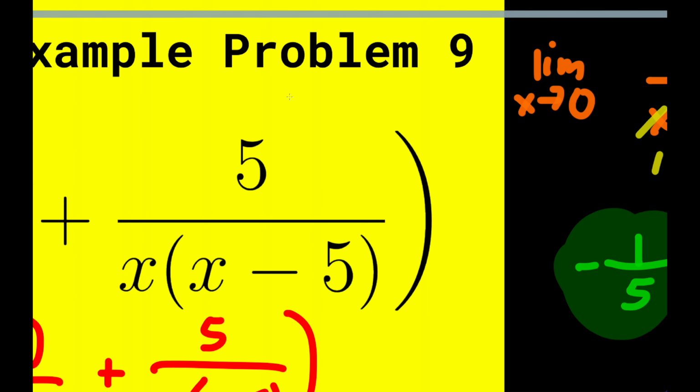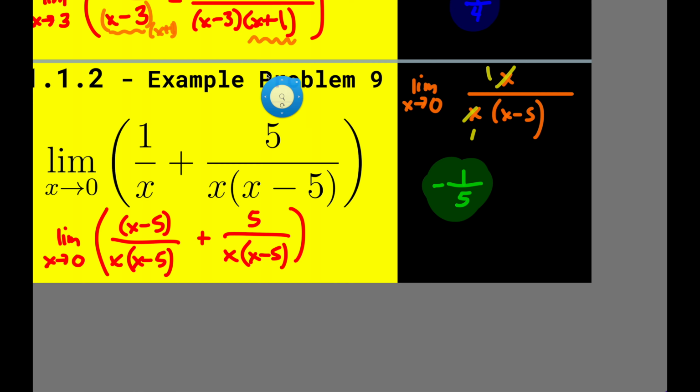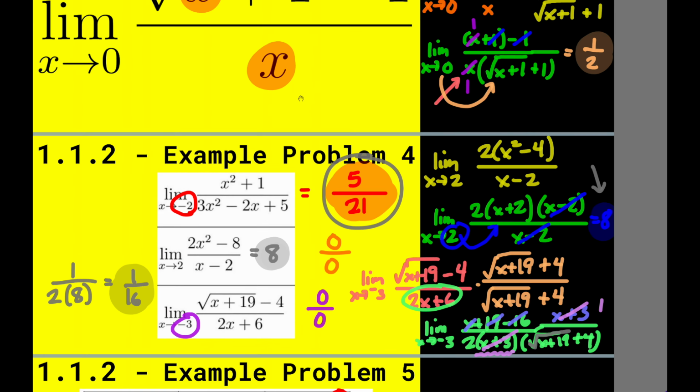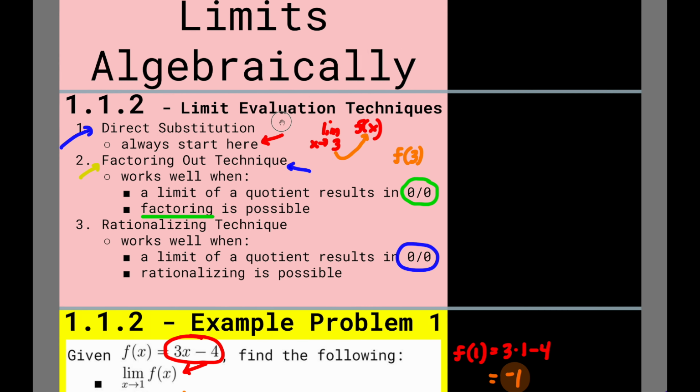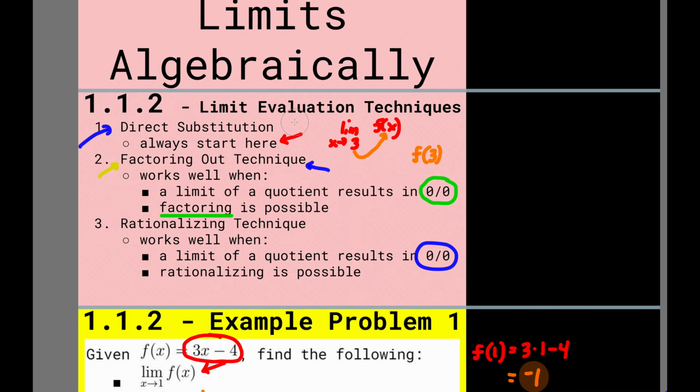So that's a bunch of problems involving evaluating limits algebraically. If you have any questions on anything, definitely let me know and we can go over it. This was a lot, but the main thing is those 3 limit evaluation techniques. I would follow them in order. Always start with direct substitution. If you end up with a 0 over 0 and it can factor, then use the factoring technique. If you end up with a 0 over 0 when you do direct substitution and there's a square root in there, then you're probably going to do the rationalizing technique. But yeah, if you have any questions on anything in this section, definitely let me know.